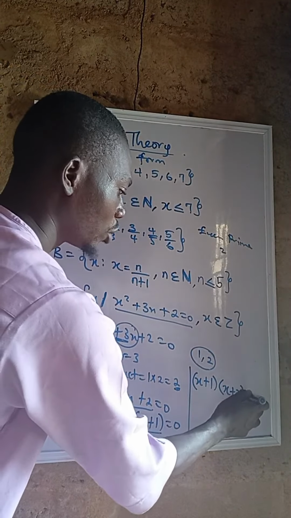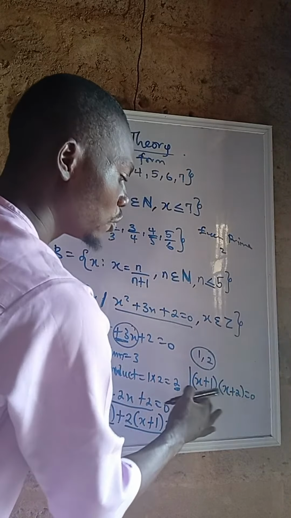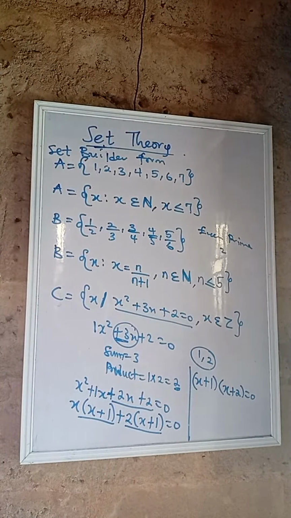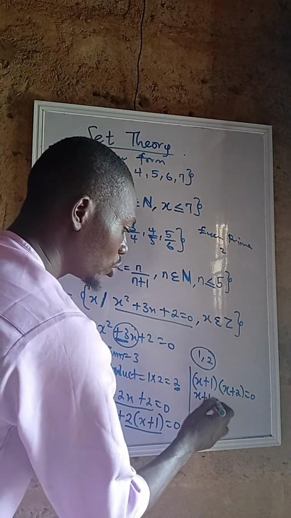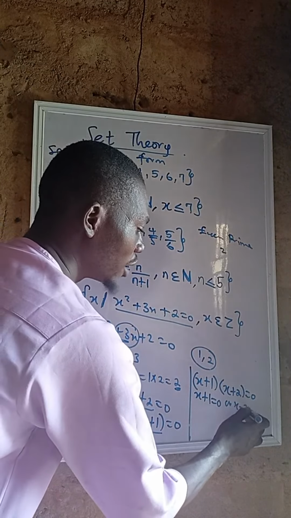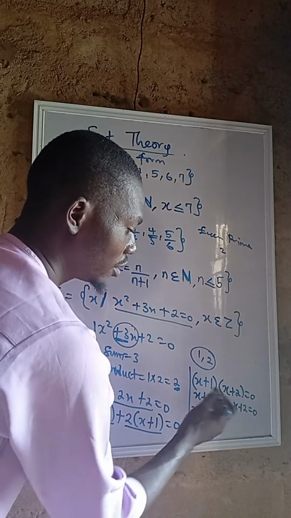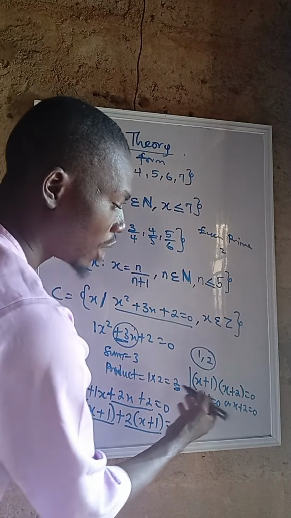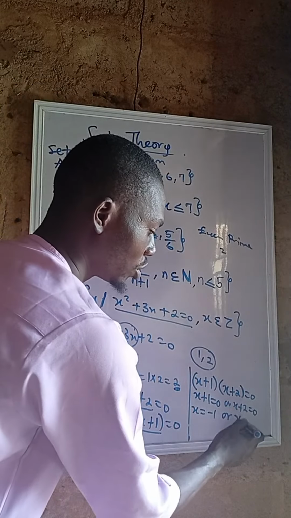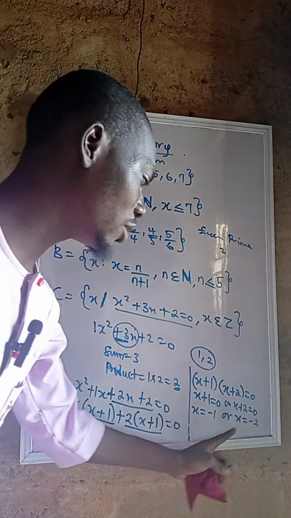Plus 2 equals 0. So that means this multiplied by this equals 0. Definitely one of them should be 0, because is there any two numbers that when you multiply you have 0, where either of the two is not 0? No. So one of the two should be 0. So it is either x plus 1 is 0 or x plus 2 is 0. By solving this, you say x equals minus 1, subtracting 1 from both sides. Okay, this one you have x to be what? Negative 2. So that means x is negative 1 or negative 2.